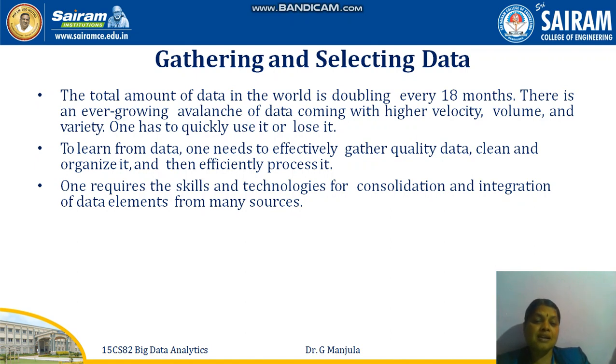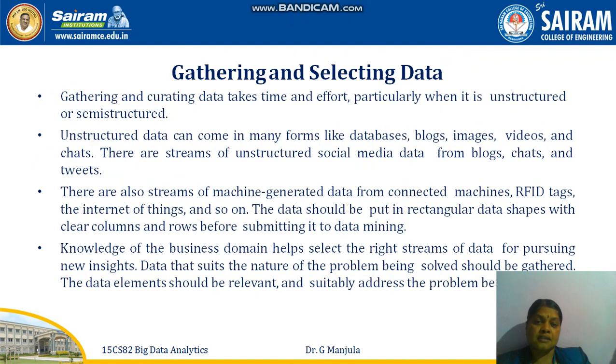Another requirement is skill and technology, which is called business intelligence. Business intelligence is for the consolidation and integration of the data elements. As we discussed in the previous semester, some data cannot be interrelated and cannot be inherited, so it is called passive data. Then it is very difficult to relate it to the existing data. So you should use your skills and technologies for consolidating the data. So this is about gathering and selecting the data.